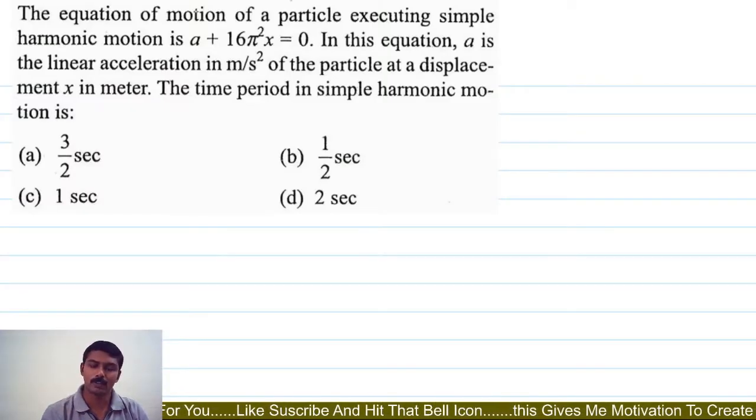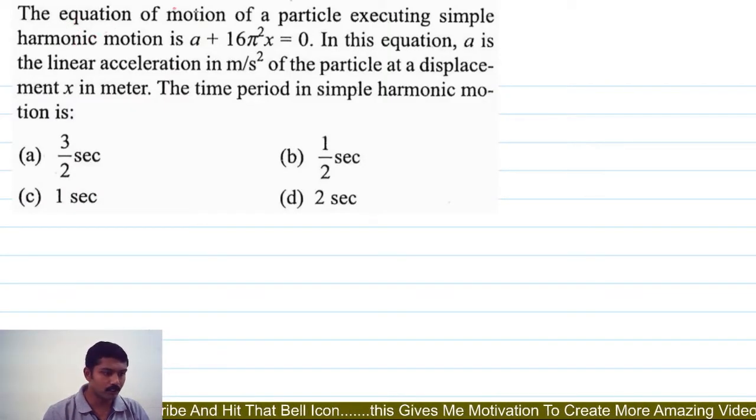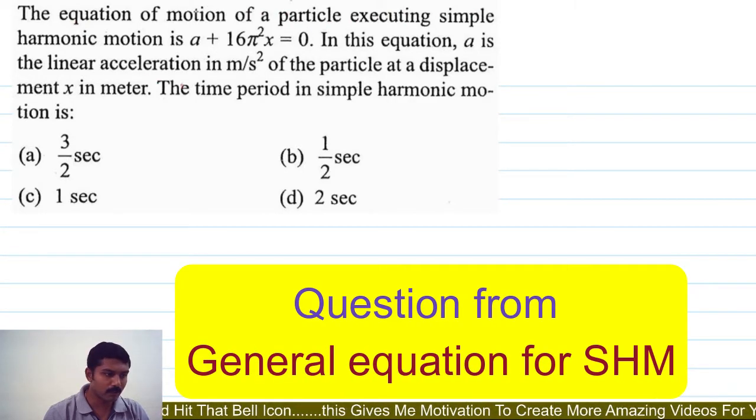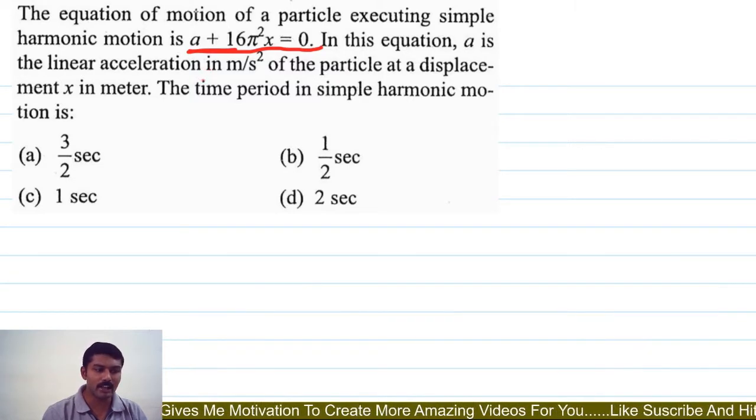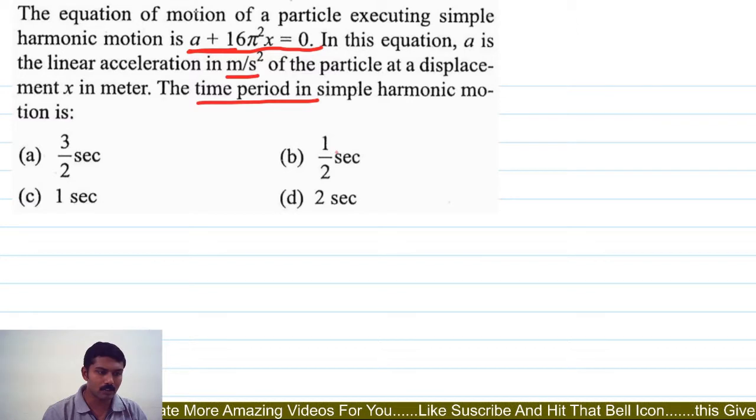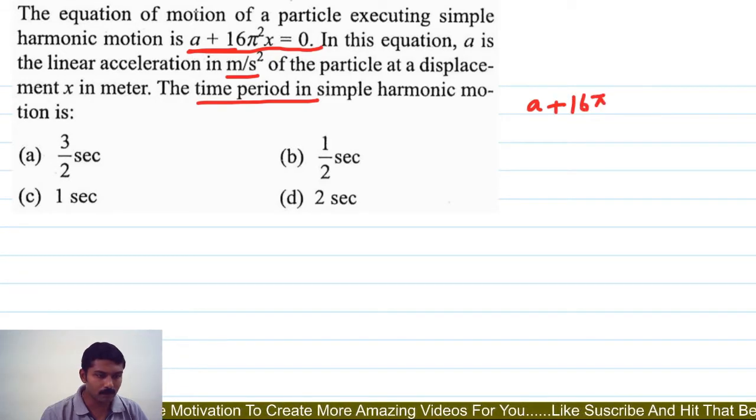Let's start with this particular question. The equation of motion of a particle executing simple harmonic motion is A + 16 pi square x = 0. In this equation, A is the linear acceleration in meter per second square of the particle at a displacement x in meter. We have to calculate the time period in a simple harmonic motion. We write down this equation: A + 16 pi square times x = 0.